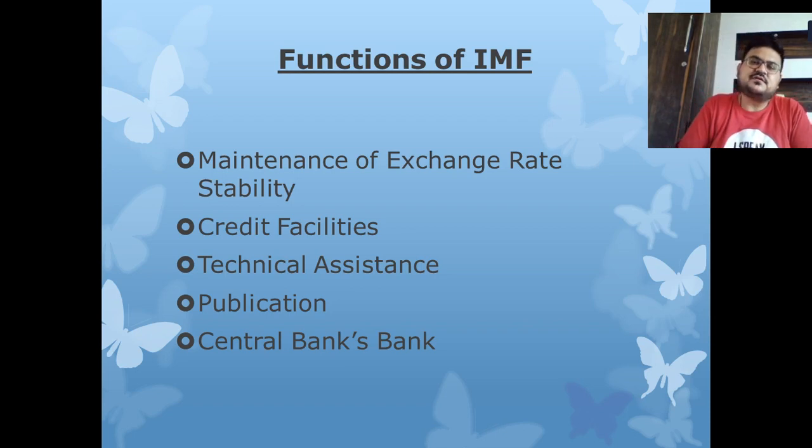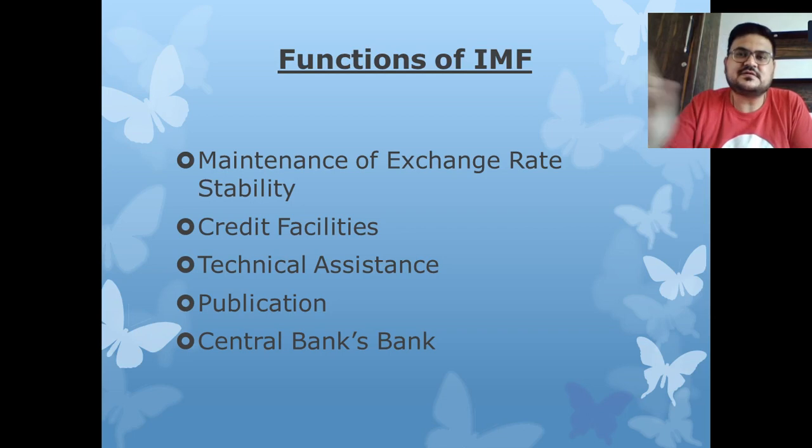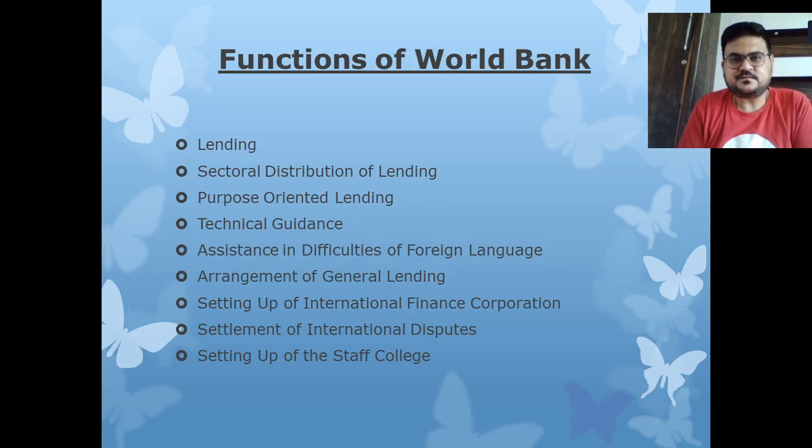And then they are the central bank's bank. Each country has its own central bank. Like in the US we have the Federal Reserve, in India we have the Reserve Bank of India. So we have a central bank. So who is the central bank of all the central banks of the world? That is the International Monetary Fund. So that kind of confidence they want to build. They call themselves the bank of all the banks. So that's a central bank of all the banks. That's the main function of IMF.